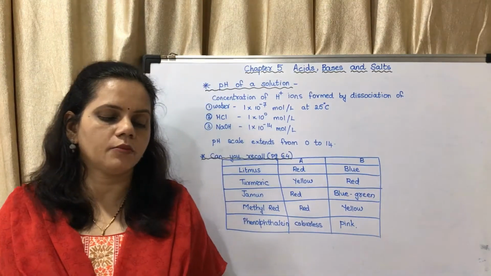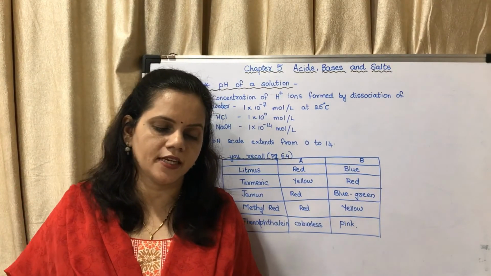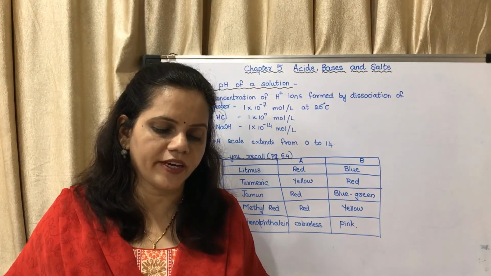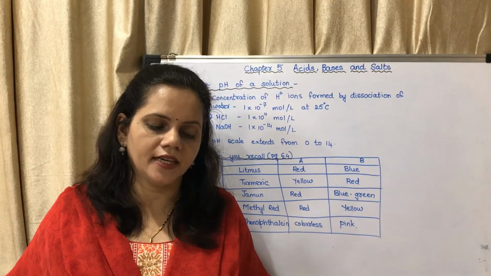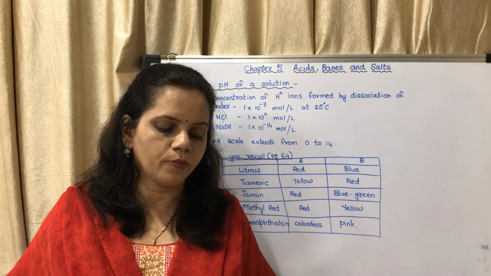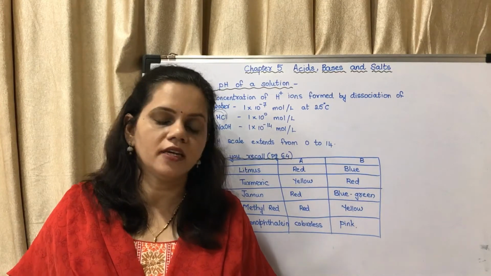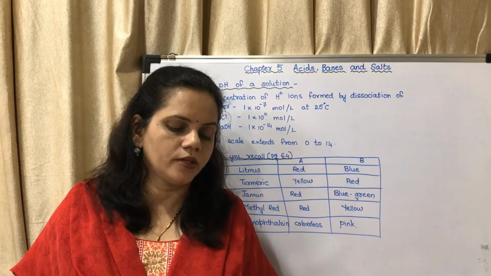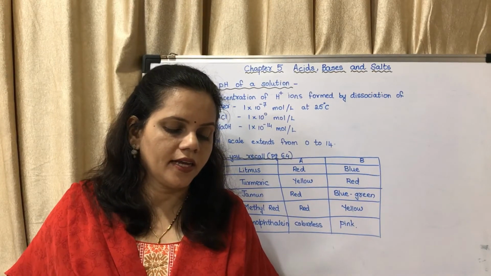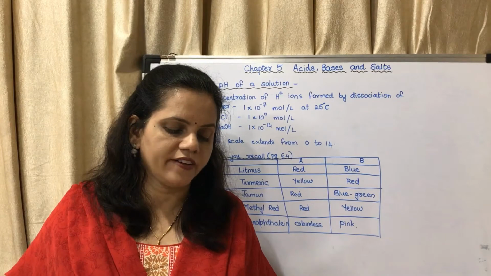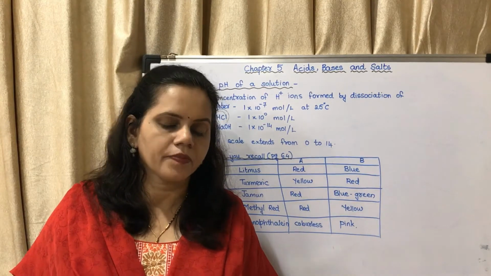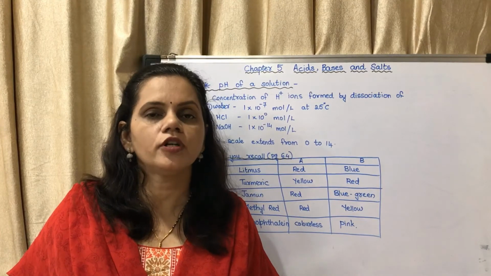For example, 1 molar HCl, the pH is 0. Gastric juice 1, lemon juice 2.5, vinegar 3, tomato juice 4.1, black coffee 5, acid rain 5.6, urine 6, rain or milk it is 6.5, pure water or sugar solution it is 7, blood 7.4, you may mark it.